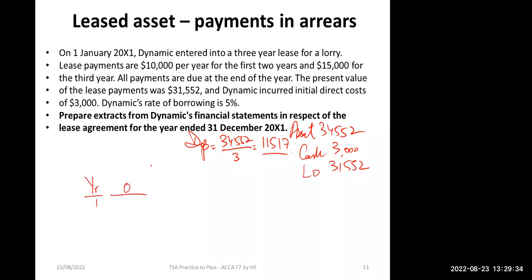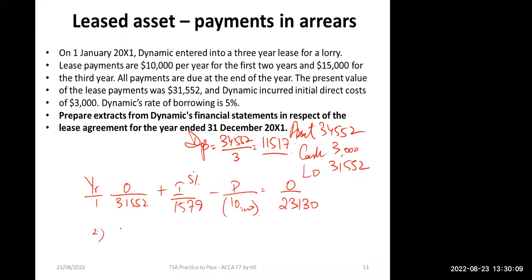Obligation at start, plus interest, minus payment of 10,000. And this is my obligation at end: 231231.